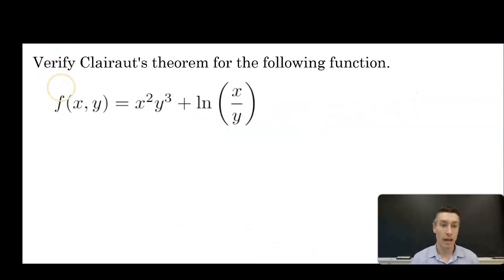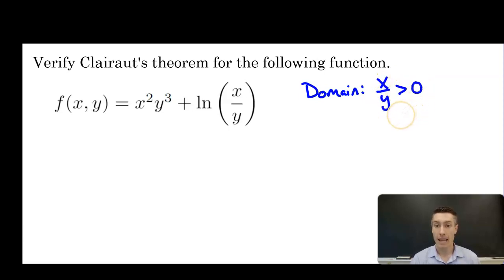Okay, so let's verify Clairaut's theorem for another function. So we've already verified it for 2. So the third function we're going to look at is x squared y cubed plus the natural log of x over y. So just highlighting here, there is a domain restriction for this function, right? So the domain restriction, tying into something that we have discussed earlier, x over y has to be greater than 0.